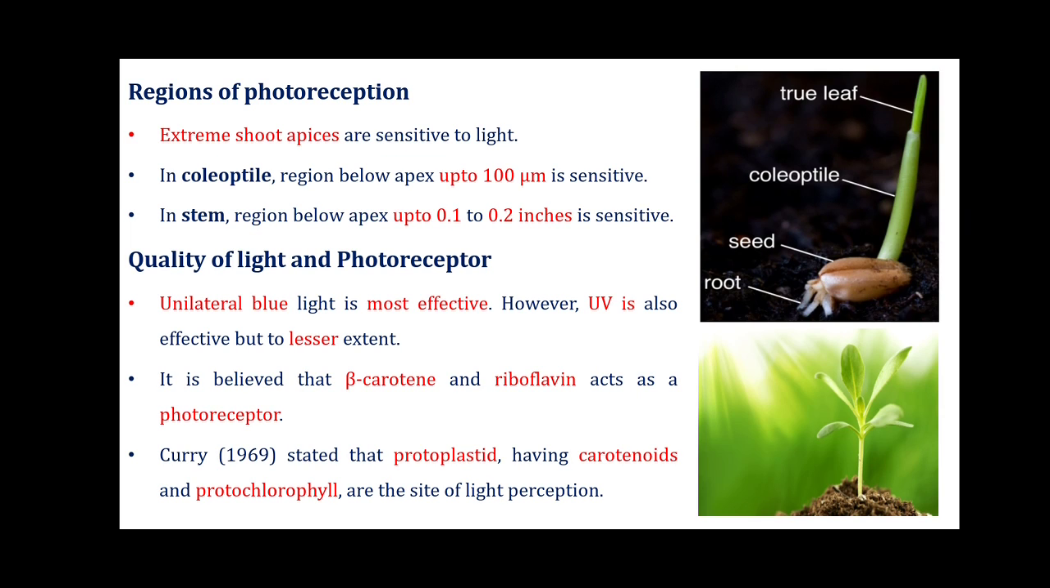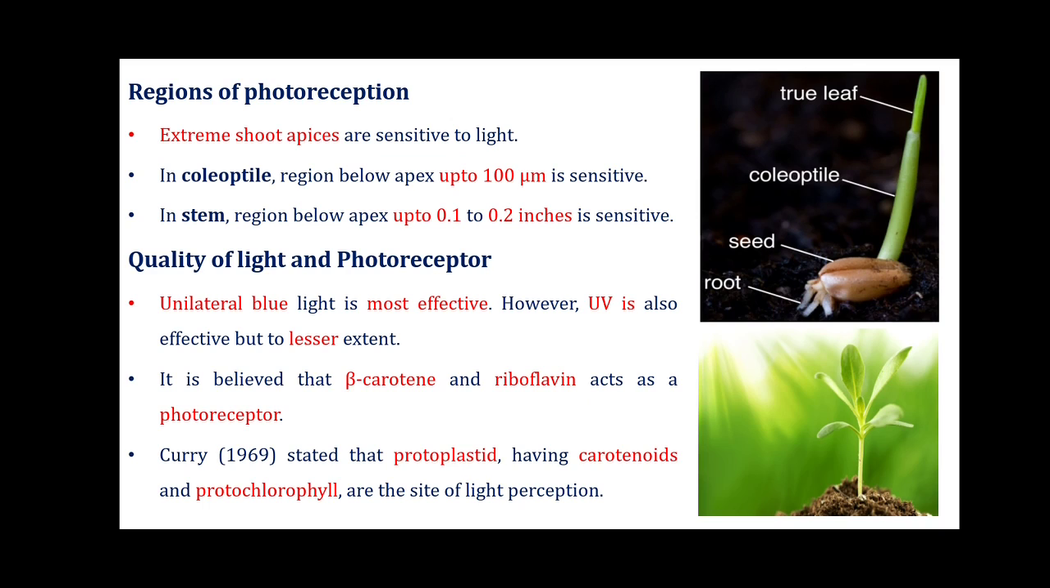Now this light stimulus is perceived by shoot apices. In case of coleoptile, the region below the apex up to 100 micrometers is sensitive, and in case of stem, the region below the apex up to 0.1 to 0.2 inches is sensitive towards the light.